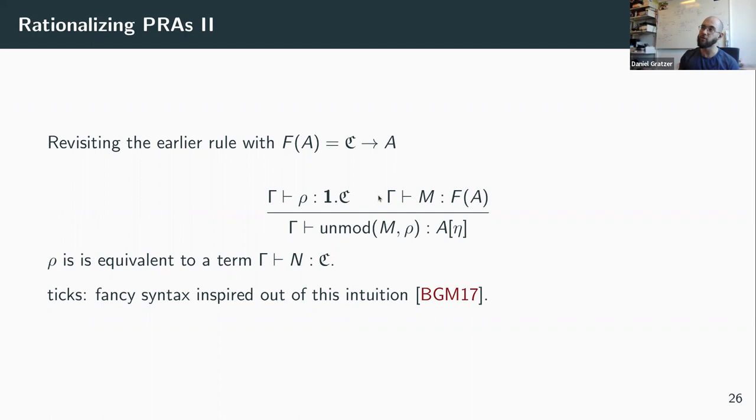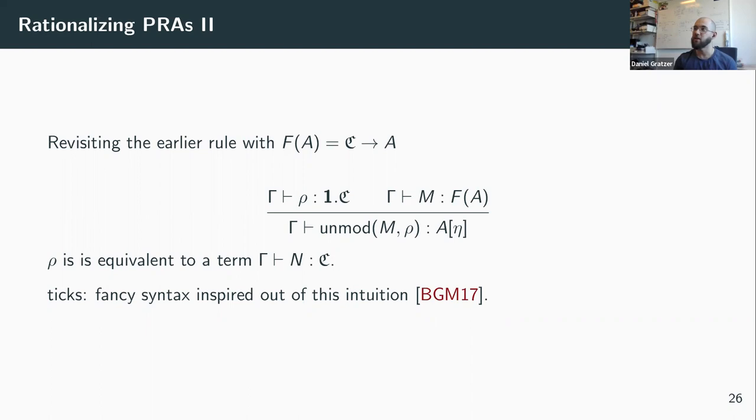And a map from gamma into 1.C, this is the left adjoint applied to the terminal category or terminal context, this is recognizably just a term of type C. So what we're saying here is that if you give me a term of type C and a function from C to A, I'll give you back something in A. So this is the application rule, as we're familiar with it.